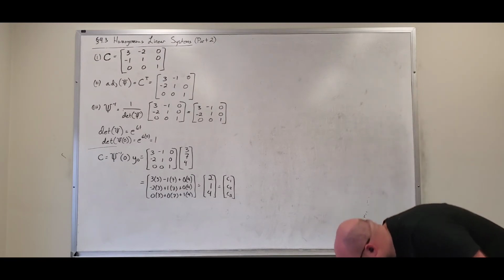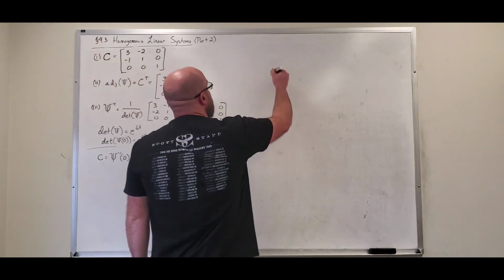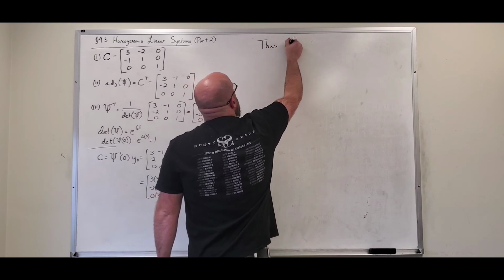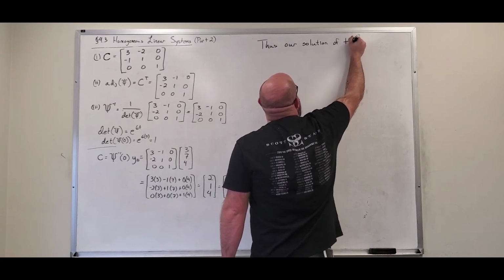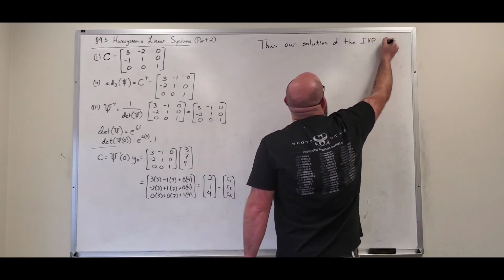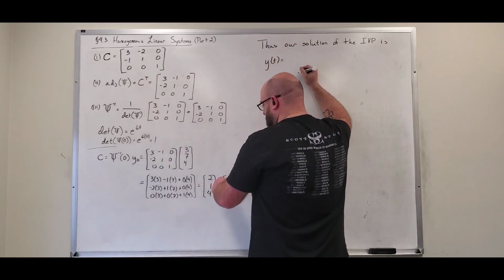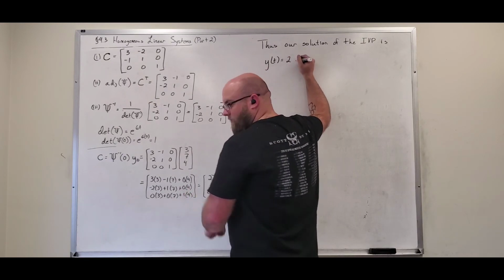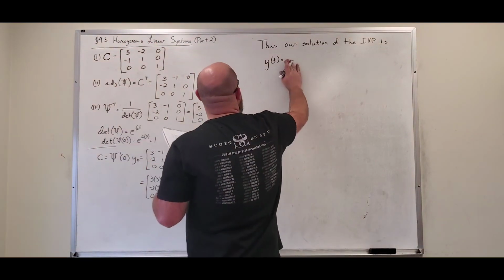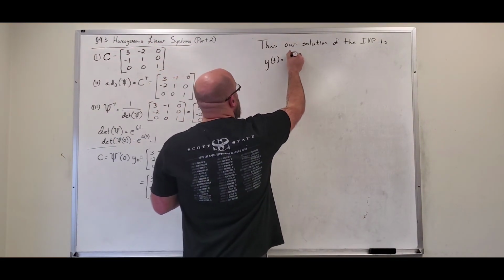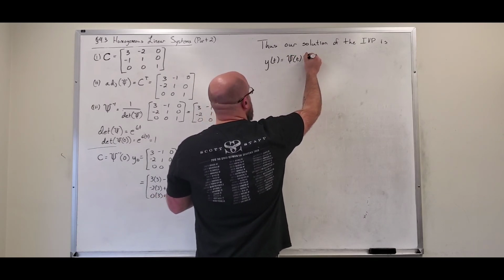All right, so now we're ready to say what our solution is. Thus, our solution of the IVP is the following. y of t is equal to psi of t times c here.